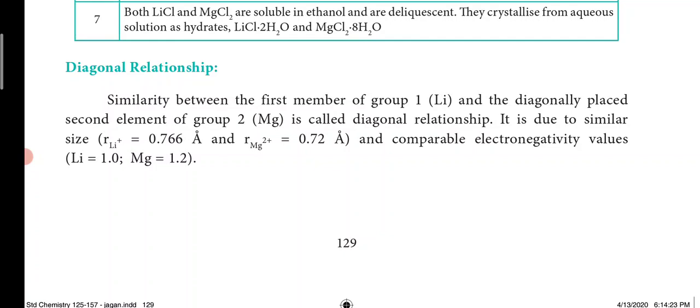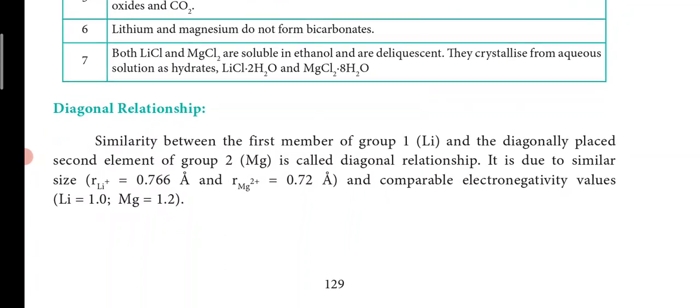So ஏன் இவங்க வந்து இந்த 7 ப்ராப்பர்ட்டிஸ் வந்து சிமிலராக எக்ஸிபிட் பண்ணுறாங்கன்னா it is because of the same size and comparable electronegativity value. So you have to know why it is reacting similarly in diagonal relationship. Means because of their small size and comparable electronegativity.